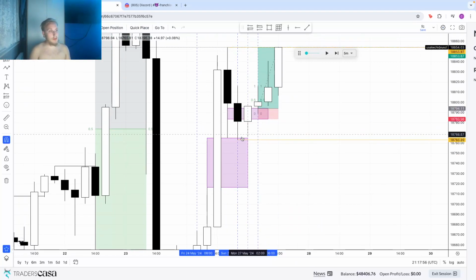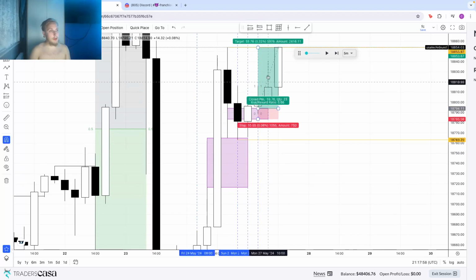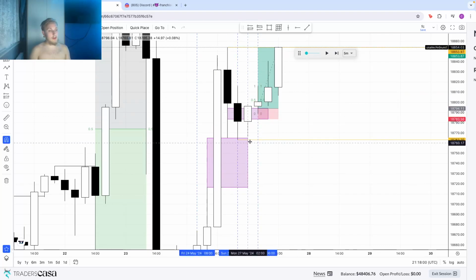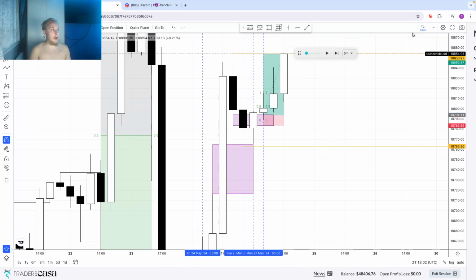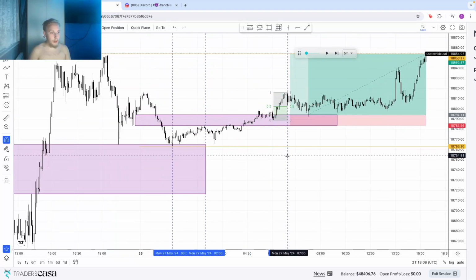Originally we were looking at London to sweep this CRT. We'd already swept this CRT, hence why we didn't push back. You could get a CRT within a CRT, but we did not get that. The trade was in New York. What we did notice though was, I'll show you London.